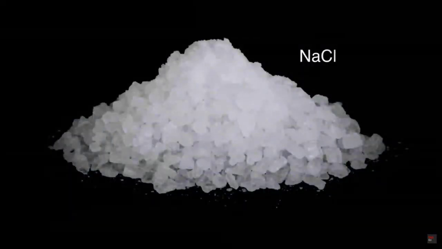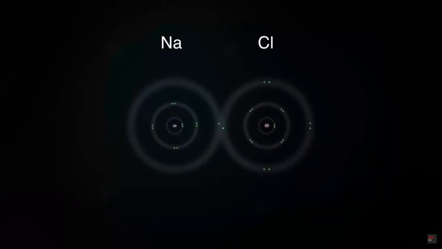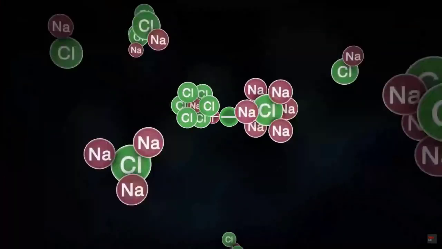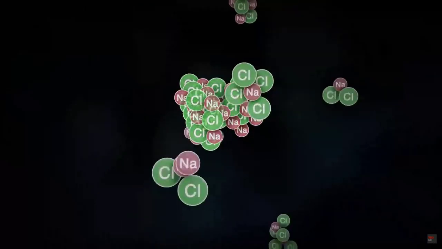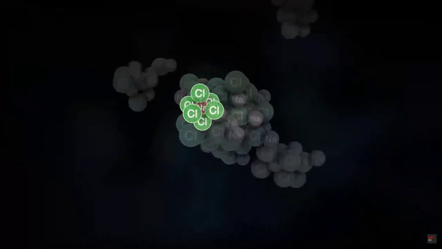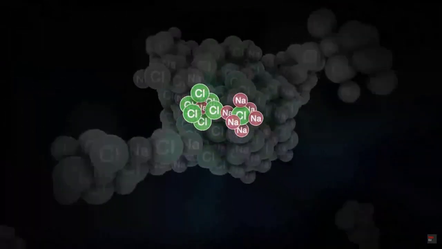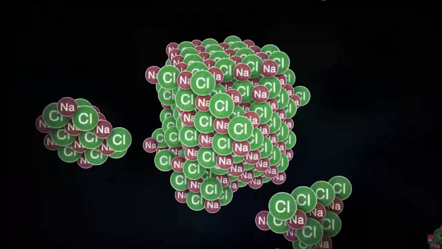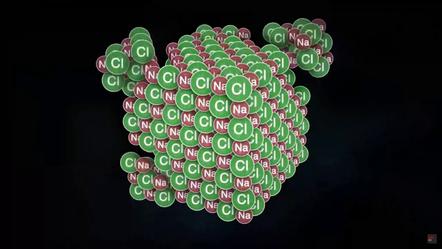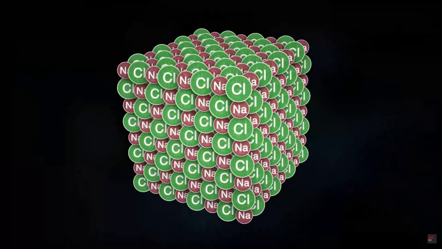Table salt, sodium chloride, is held together by ionic bonds. Every atom of sodium gives up one electron to every atom of chlorine. Ions are formed, and those ions arrange themselves in a 3D grid called a lattice. in which every sodium ion is bonded to 6 chloride ions, and every chloride ion is bonded to 6 sodium ions. The chlorine atoms never give the sodium atoms their electrons back.